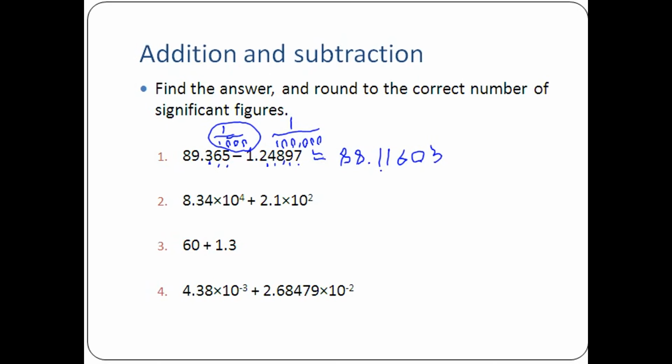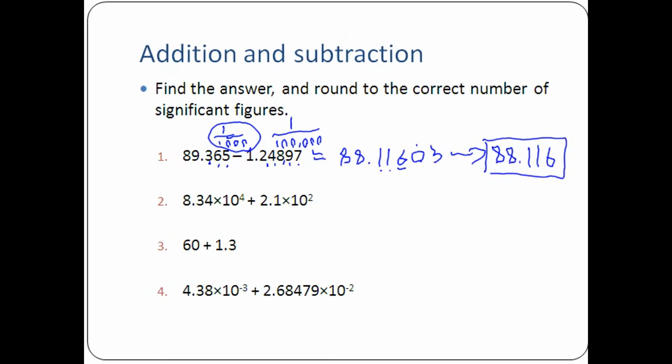So we have tenths, hundredths, thousandths. So we'll round it to there. The 0 that goes afterwards is going to round down. So our rounded version here, with the correct number of significant figures, is going to be 88.116. That will be our final result there.